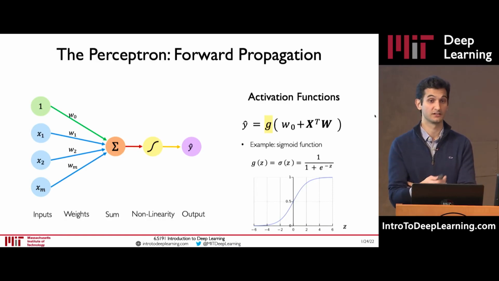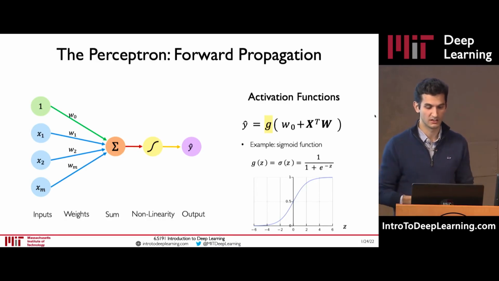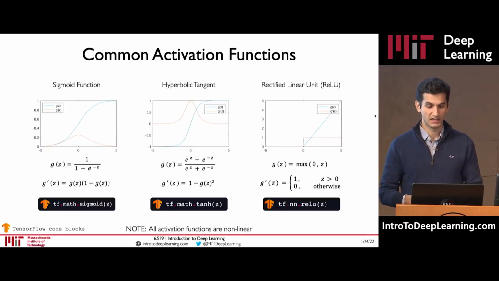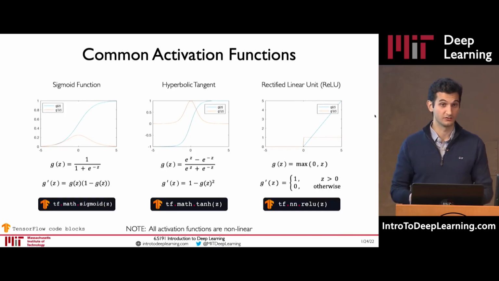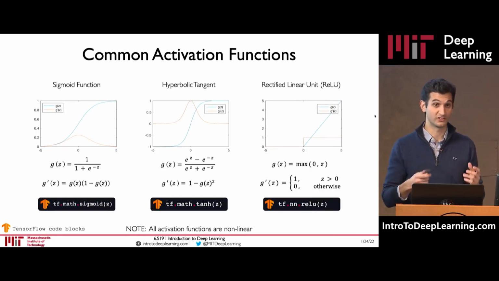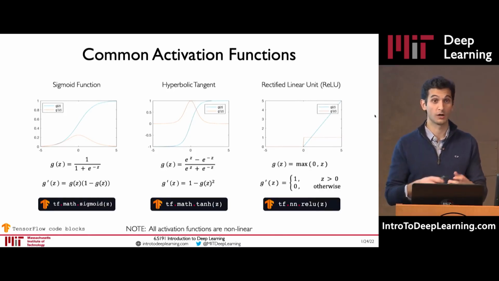Well, I said it's a nonlinear function, but what does that actually mean? Here's an example of one common function that people use as an activation function on the bottom right. This is called the sigmoid function, and it's defined mathematically above its plot here. In fact, there are many different types of nonlinear activation functions used in neural networks. Here are some common ones.